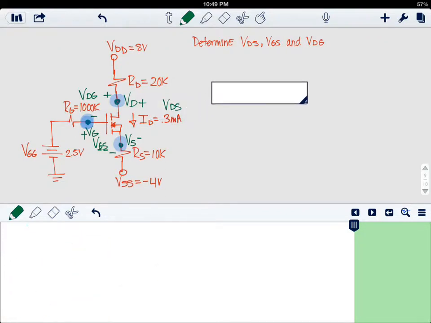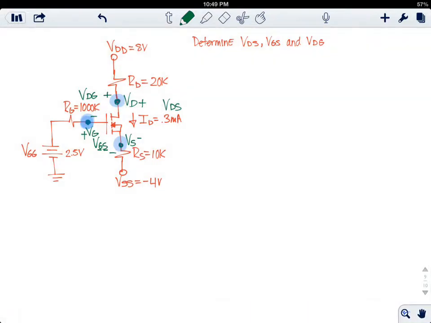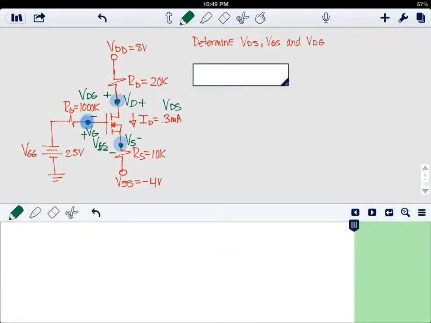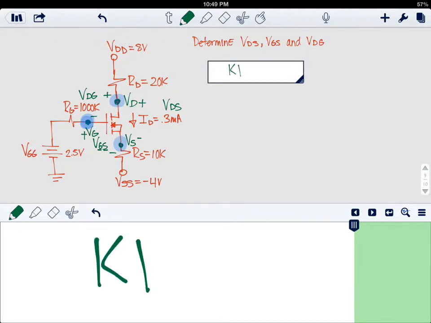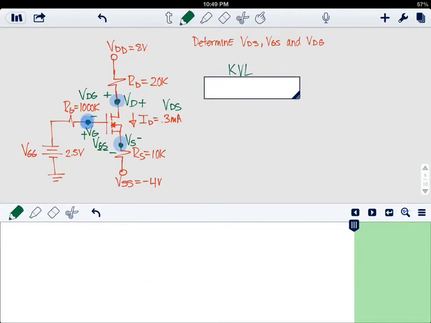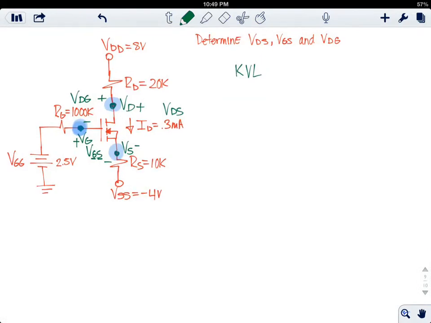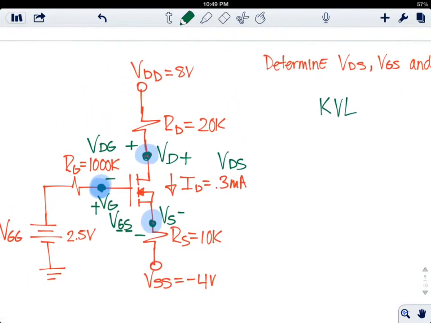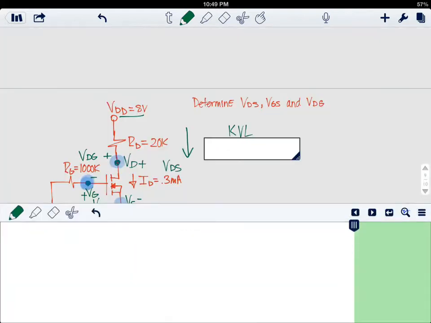which is the voltage VDS. There's a couple of ways you could do this. I'm going to try first with KVLs, 1 KVL, where we're going to start here, and we're going to go down to the bottom to determine the drain to source voltage.